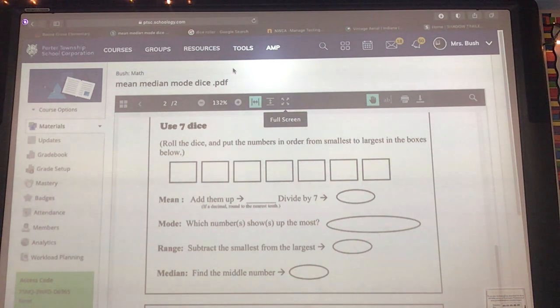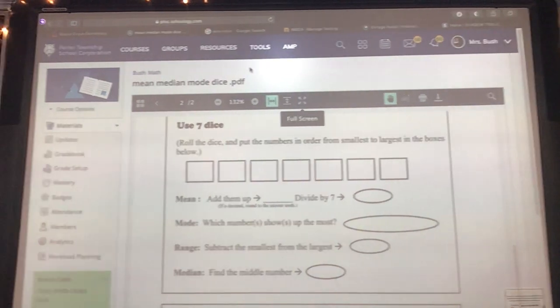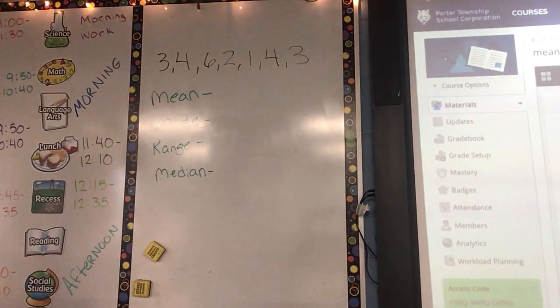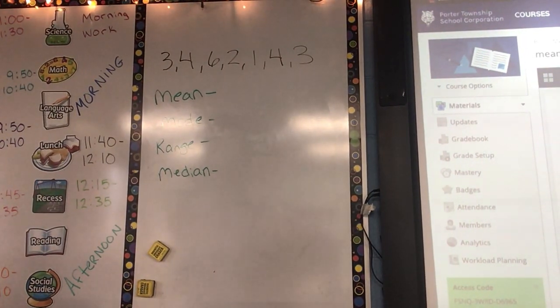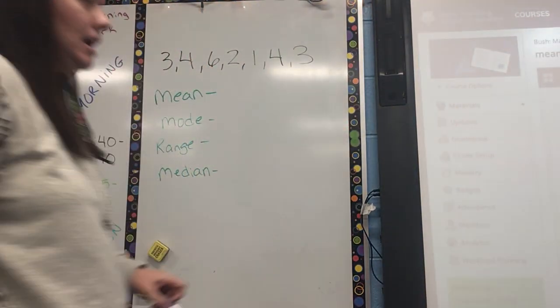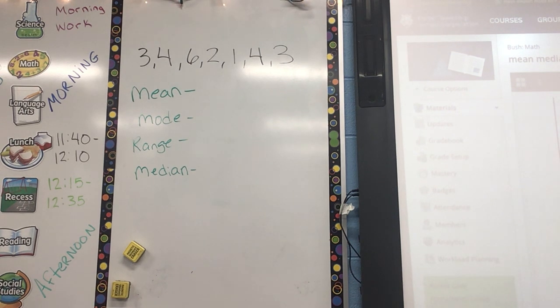Let me know if you're still working. Okay, let's go ahead and start going over. I know I've got some friends who are still finishing. You keep finishing. All right, my mean. Malia, will you turn on my left light? Thanks. So when I add up all those numbers and I divide by 7 because there are 7 numbers total, what did I get?